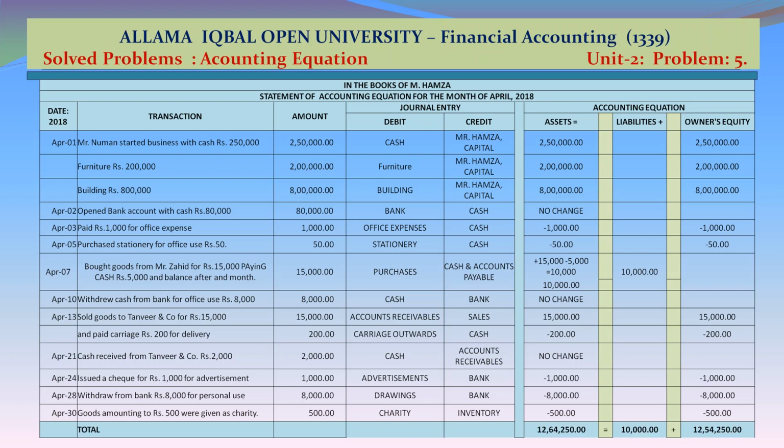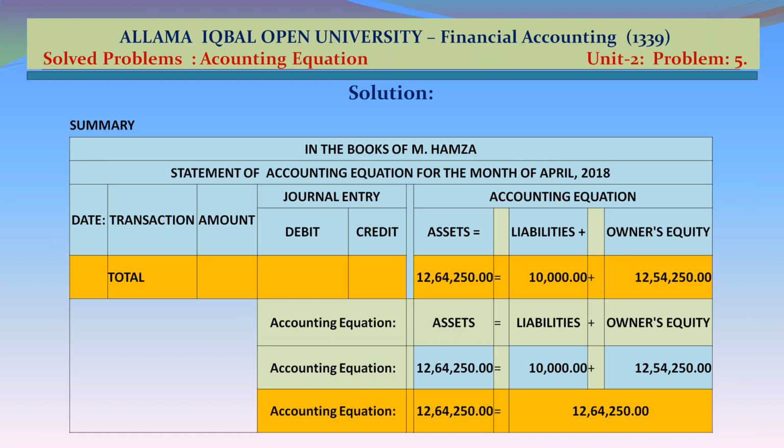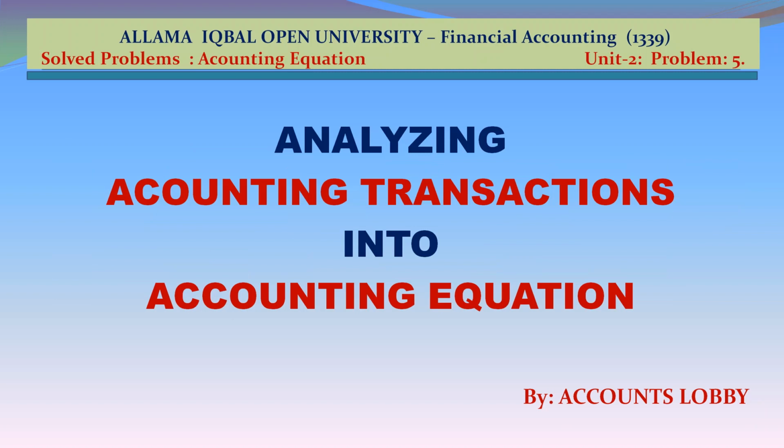Total assets 12,64,250. Total liabilities 10,000. Total owner's equity 12,54,250. Summary. Accounting equation. Assets is equal to liabilities plus owner's equity. Total assets is equal to 12,64,250. Total liabilities is equal to 10,000. Owner's equity is equal to 12,54,250. Accounting equation. Total assets 12,64,250 is equal to 10,000 plus 12,54,250. 12,64,250. Recap.